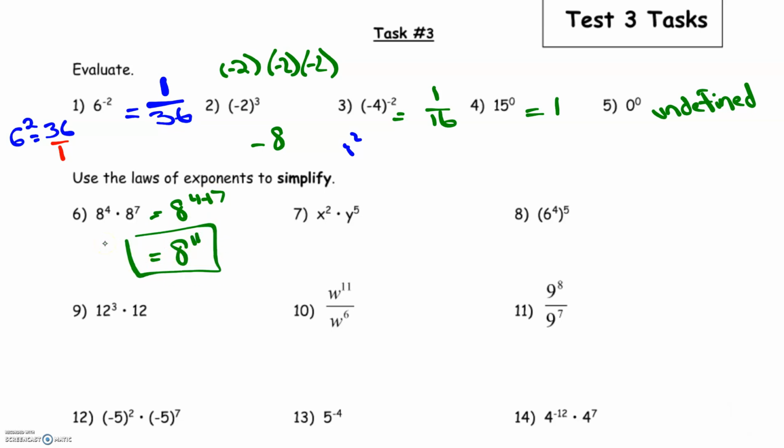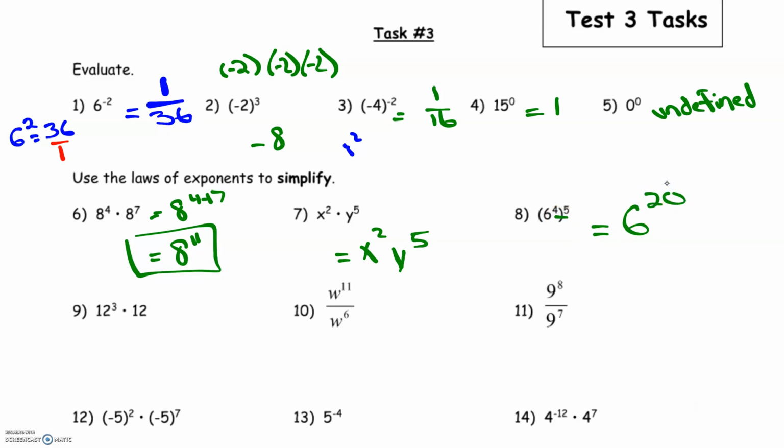Okay, question number 7, slightly different. Bases are different, so the answer is exactly the same as such: x squared times y to the 5th power. That's it. Number 8 represents a power to a power. When raising a power to a power, we keep the base and multiply the exponents. So our final answer, when we do 4 times 5, we get 6 to the 20th power.